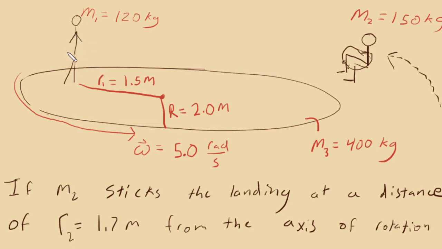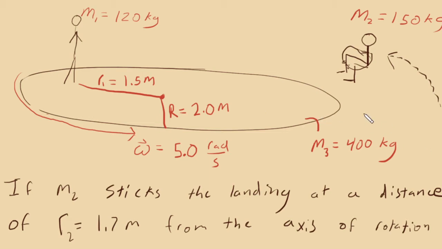And it has some person standing on it initially 1.5 meters from its axis of rotation, and that person weighs 120 kilograms. And so what's going to happen here is this person's friend is going to come and jump on the merry-go-round while it's spinning. This person isn't moving. They're only moving anti-parallel to the radius of this spinning disc.